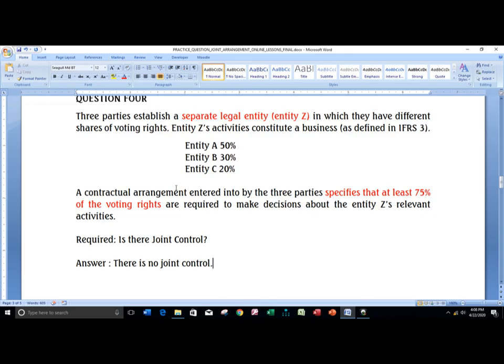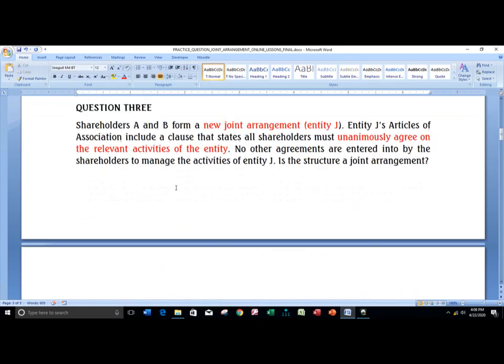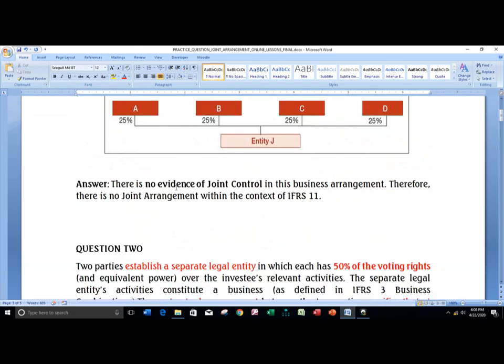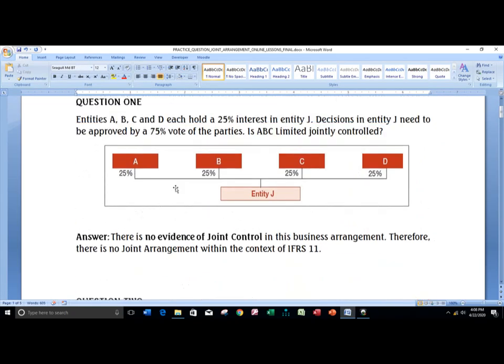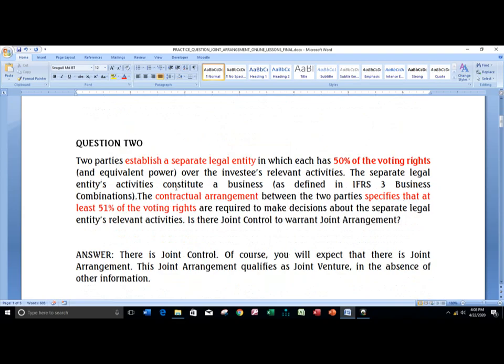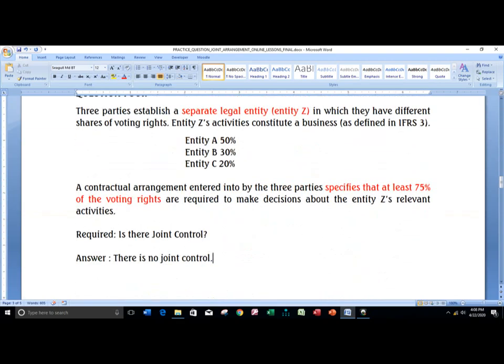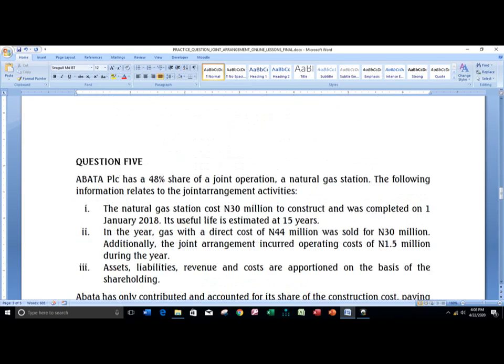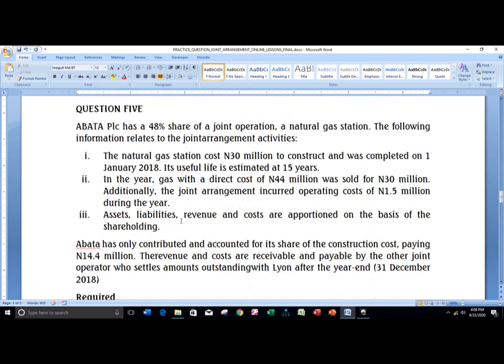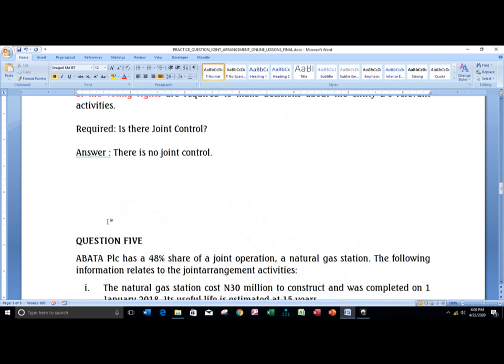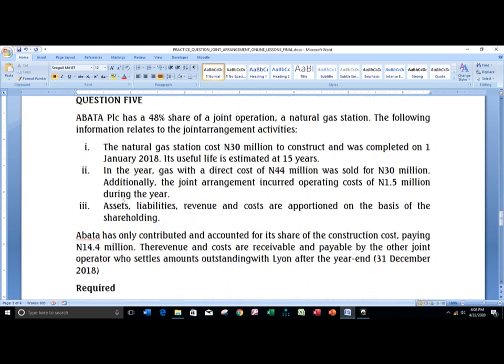Good. So I hope with these four questions, you should be able to test and identify whether there is joint control or not, from question one to question two to question three, now to question four. No joint control. Okay, so now move on to question five. How does question five look? It promises to be very interesting. Question five. Can you see?